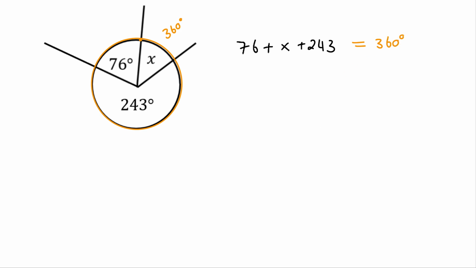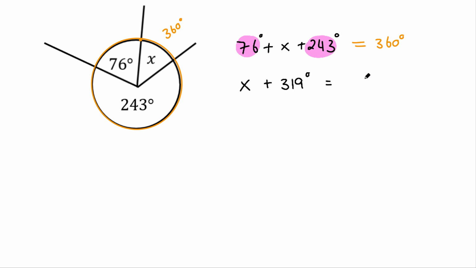So what do I do now? Well, I'm going to apply my algebra skills. So I'm going to add my like terms together. So anything that's an x gets added together, and anything that's a number gets added together. And when I do that, I just have x on its own, and then I have 76 plus 243, that's 319 degrees. They're all degrees.